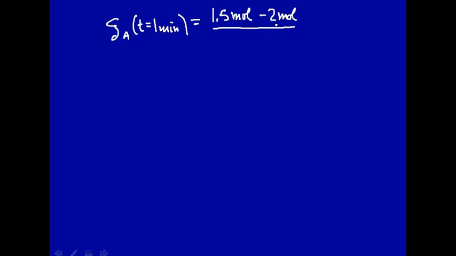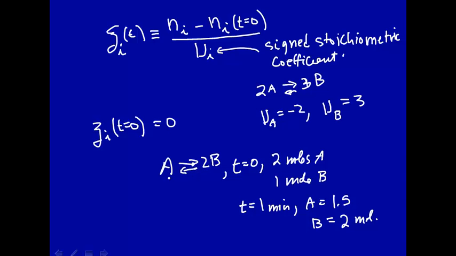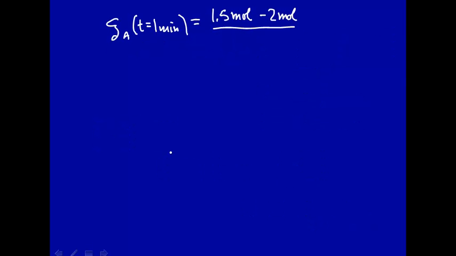All right, so the extent of the reaction for A at time equal 1 minute will be the number of moles of A at 1 minute, which is 1.5 mole, minus the number of moles we started with, which was 2 mole, divided by the signed stoichiometric coefficient. The signed stoichiometric coefficient is -1, minus because A is a reactant. So -1. So this comes out to be positive 0.5 mole.